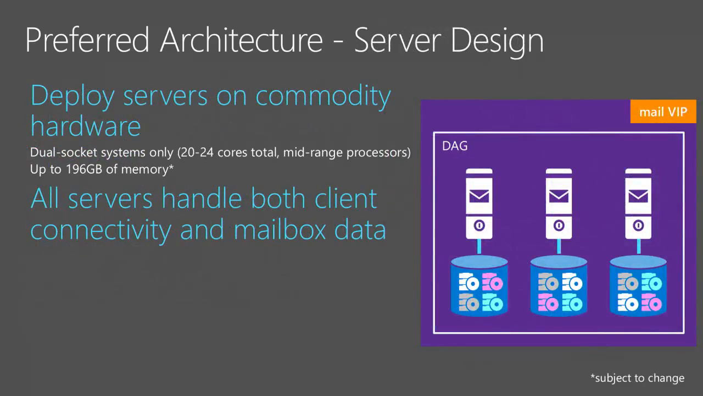We want the servers deployed on commodity hardware, dual socket only, usually 20 to 24 cores total, and up to 196 gigs of memory. Note the asterisk there. That could change. We're still looking at what the upper limit for memory is, and we'll have details on TechNet when we ship Exchange 2016. And we want all servers to handle both client connections and mailbox data. And of course, that was our wish list in 2013. In 2016, we forced you to do that because we took away the other server role as a separate thing.